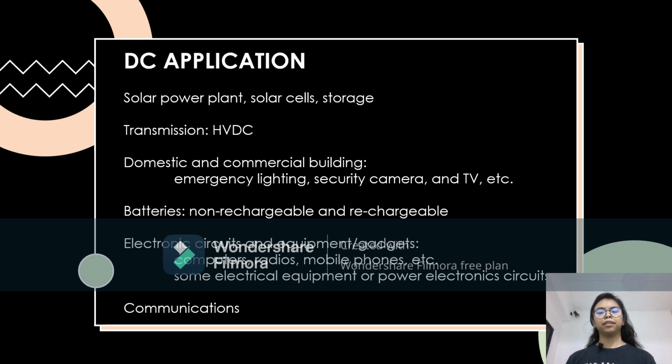In domestic and commercial buildings, DC is used for emergency lighting, security cameras, and TV. Batteries, both non-rechargeable and rechargeable, can only supply direct current. The rechargeable batteries also need recharging using direct current.